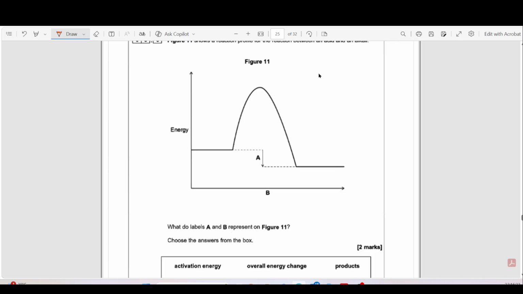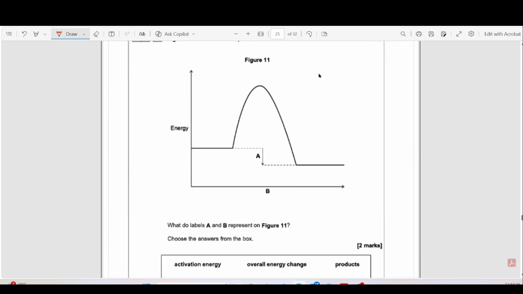Then we have this one. This diagram we have to label A and B. We have energy here and this. So A is the overall energy change. This represents the difference in energy between reactants and the products, right? You can see this difference between this and this is called the overall energy change.